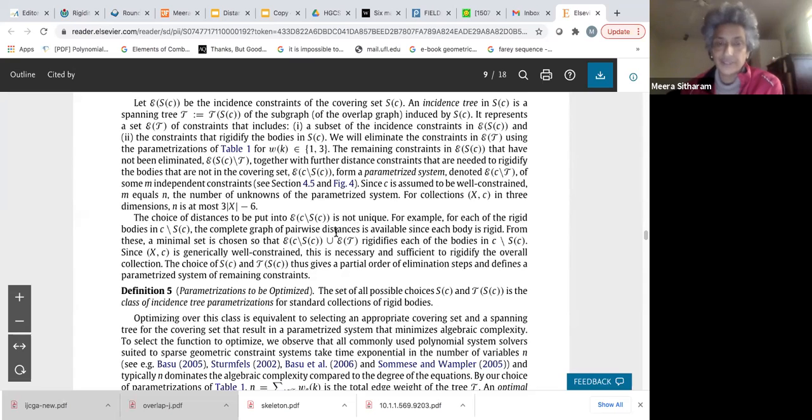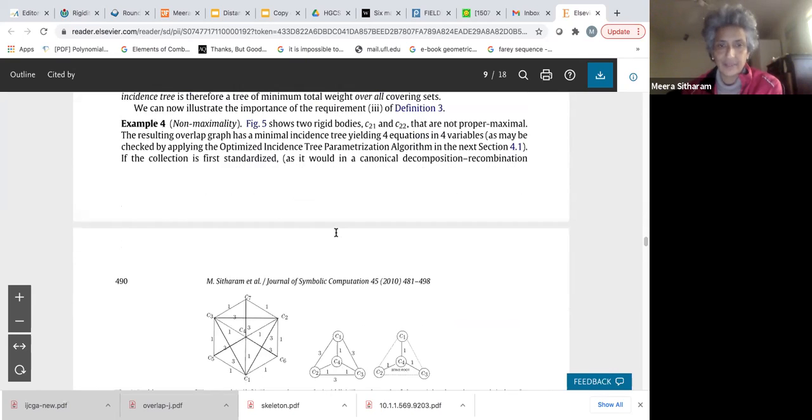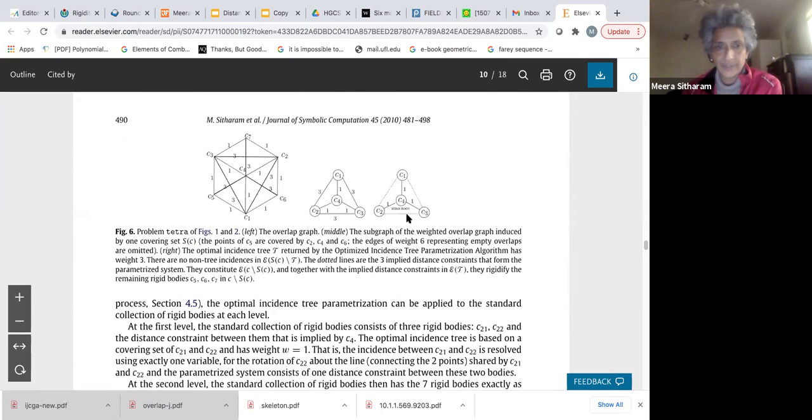So once you do this, we'll get the actual set of constraints. So here, these are two possibilities. This here's the overlap graph, the actual overlap graph. The subgraph of the weighted overlap graph induced by one covering set. So you pick one covering set. Covering set, remember, covers all the vertices of the parent. This is another covering set, and it's the same covering set in both cases. You pick the same ones. Here's the spanning tree. And then there's also the choice of the root.